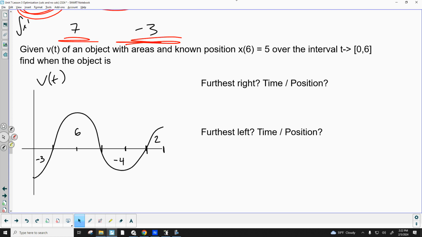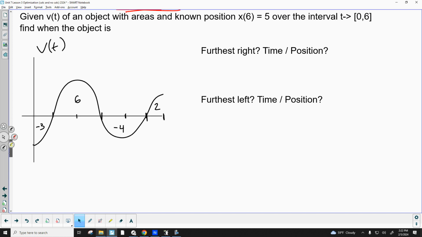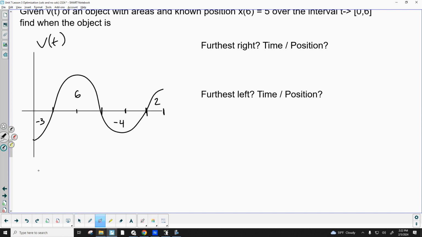A full sign analysis tells you so much. How far you've traveled, how much you've increased and decreased overall. Distance tells you where we're going to be furthest right, furthest left. X of 6 is 5. We have an end. We got 1, we got 3, we got 5. We got our derivative is negative, 0, positive, 0, negative, 0, positive.